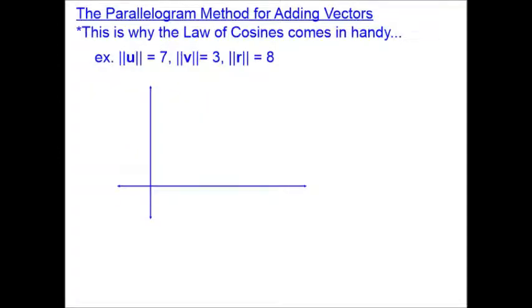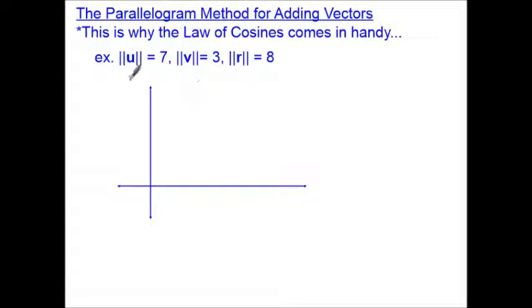Alrighty, so again, as promised, this is why the law of cosines is going to come in handy, because of the parallelogram method for adding vectors and how we can find the angle between the vectors, and how this all matches together into some sensible sort of thing. At least I hope it does for you.